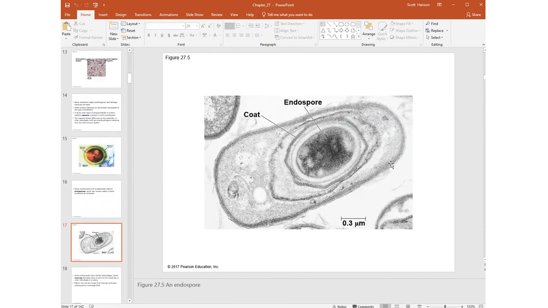And here's a bacterium, and inside the bacterium there's an endospore that's surrounded by a coat. Really nice photograph taken under an electron microscope again.